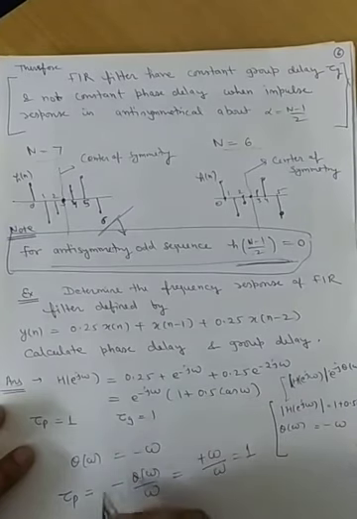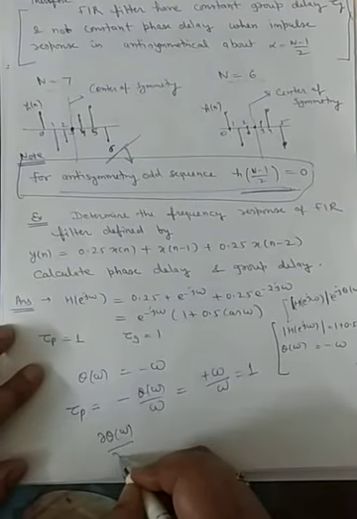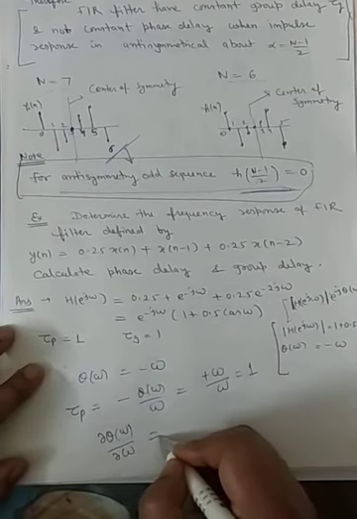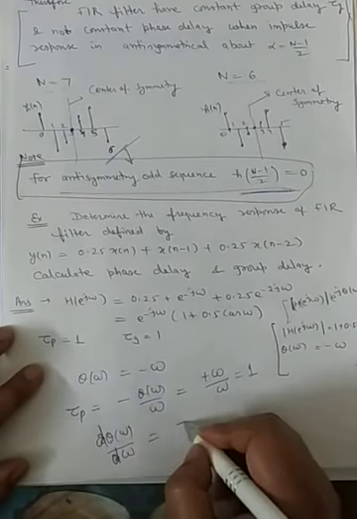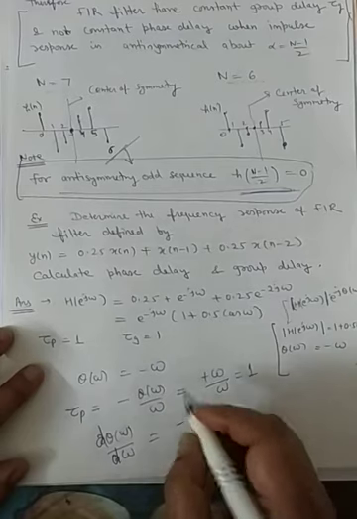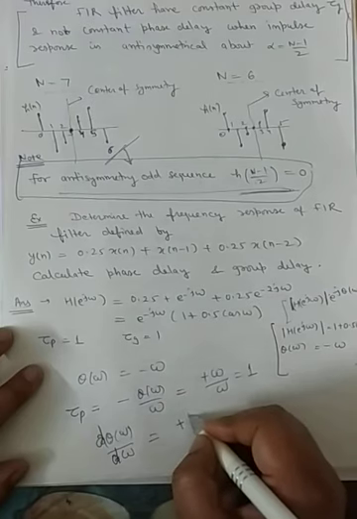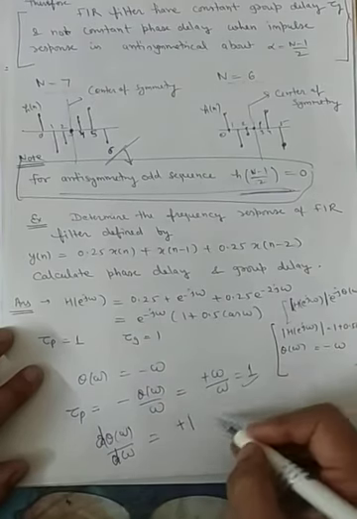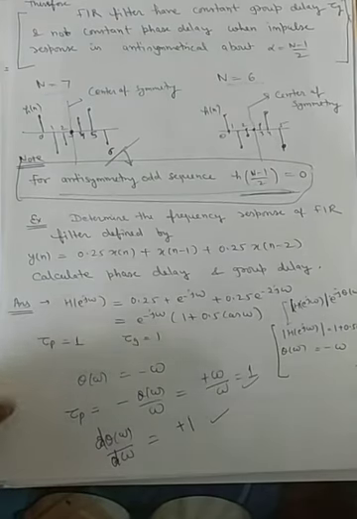And similarly, when you differentiate this theta(omega) with respect to omega, you will obtain minus 1. So this is equal to this. So in that way you can solve any numerical based on this.